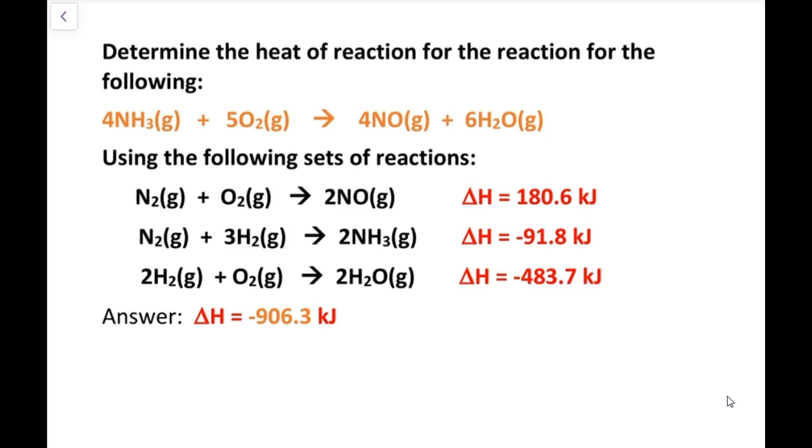So try this problem on your own, flip or multiply the different equations, and then cancel the stuff that shows up on the reactant side and the product side. And we'll talk about if you had any difficulty getting that negative 906.3, we'll talk about that in class next time.